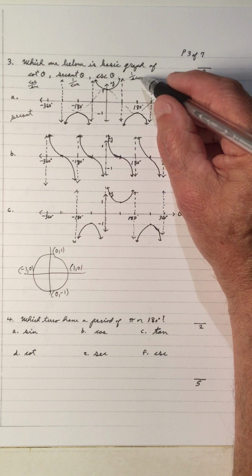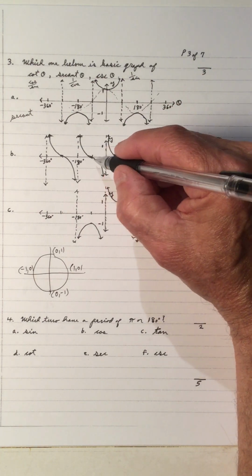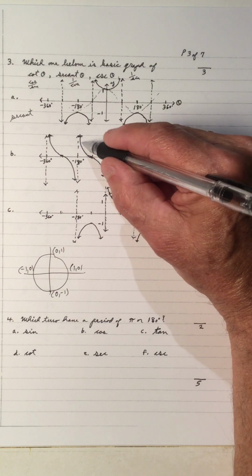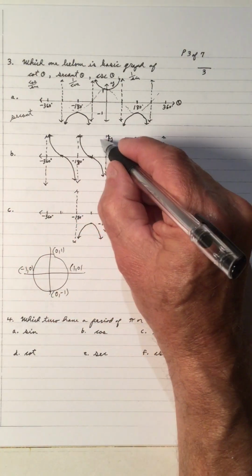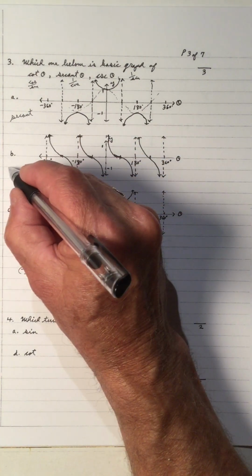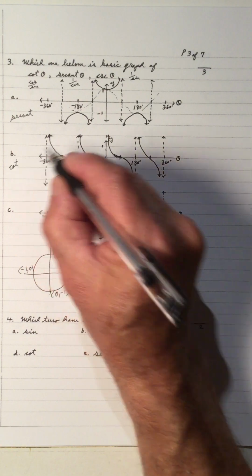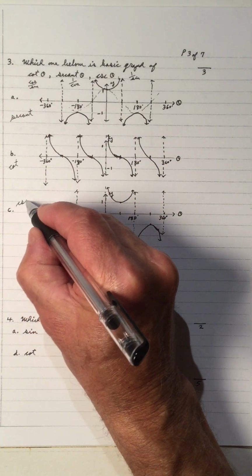And the cot graph is here. The cot graph is like a tan graph, only it's going the opposite direction. A tan graph comes down here and loops over like that, while the cot graph goes in reverse. So this is the cot graph, and what's left must be the cosecant graph.